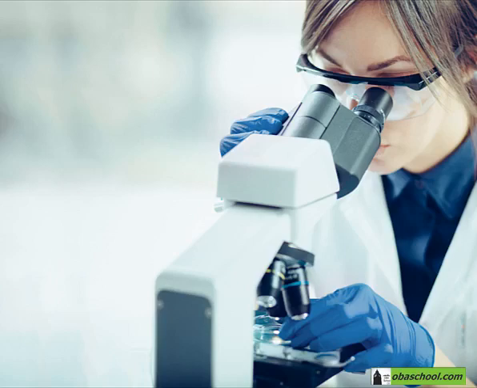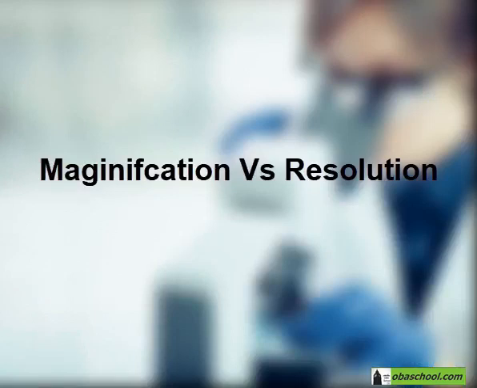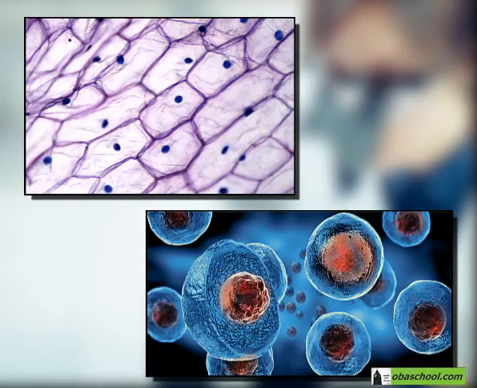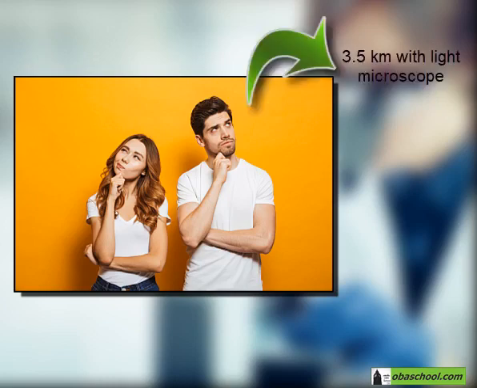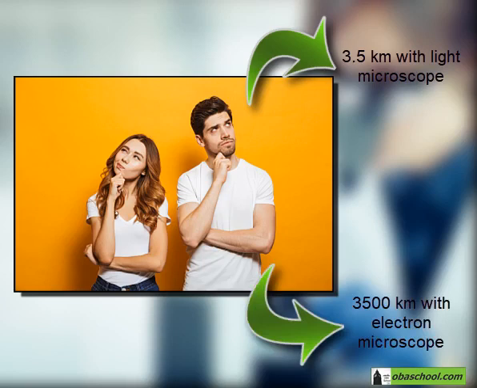Finally, we need to be able to differentiate between two concepts: magnification or magnifying power and resolution or resolving power. Microscopes are useful because they magnify things, making them look bigger. This is magnification. For example, the height of an average person magnified by one of the best light microscopes would look about 3.5 kilometers, and by an electron microscope around 3,500 kilometers. This is what we call magnification.